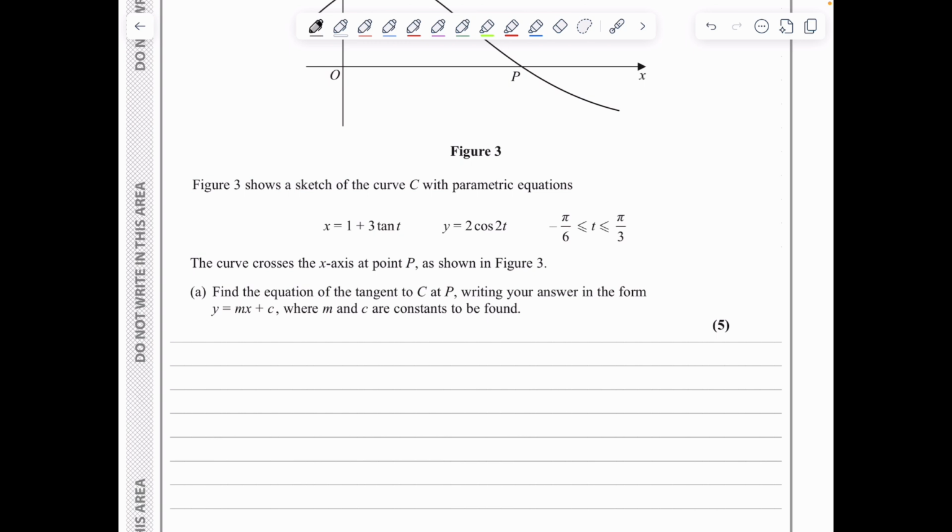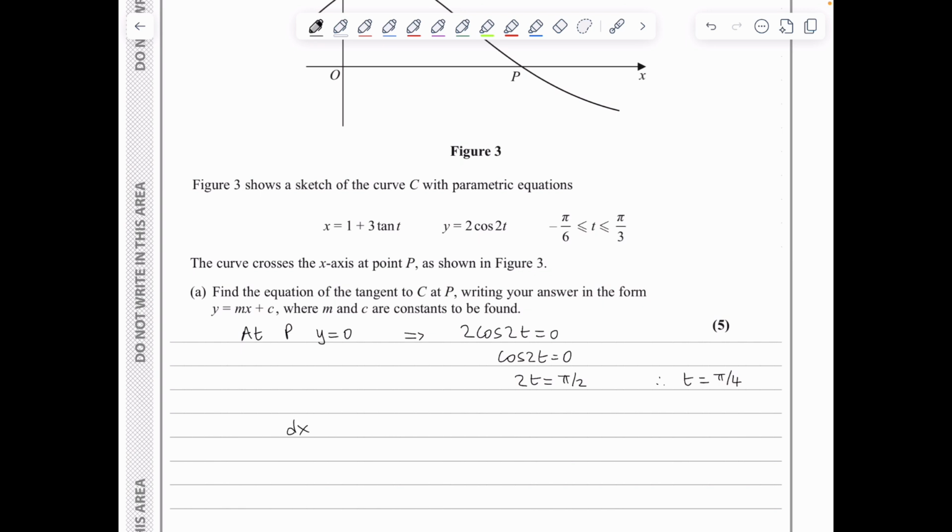We know that at P we've got y being equal to 0 because we're dealing with a cut on the x-axis. This simply means that 2 cos of 2t is equal to 0, so cos of 2t is 0. Now we know that the cosine of pi over 2 is 0, so that means that 2t is equal to pi over 2, and therefore t is equal to pi over 4. I will then proceed by finding dx/dt and dy/dt in order to find the gradient of the tangent.